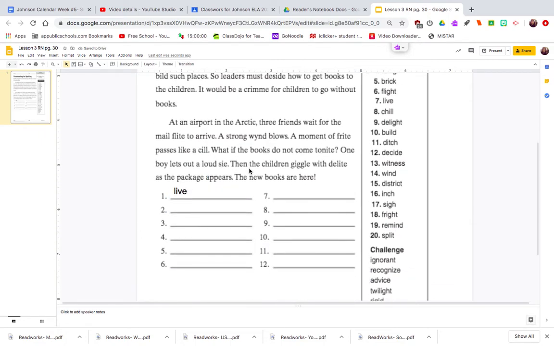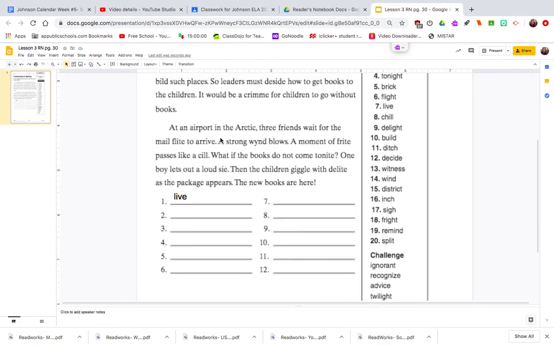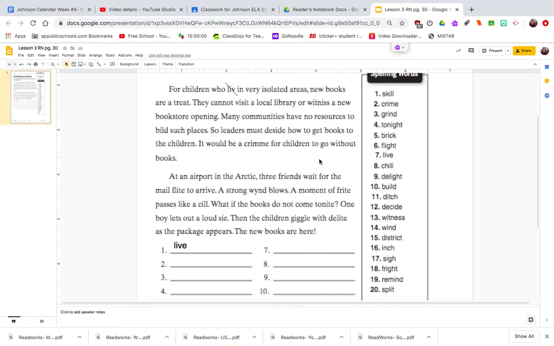This one is really short. All 12, though, are going to be filled in. So if you get to the end and you did not fill in all 12 lines, you need to go back and reread because there are 12 misspelled words in the paragraph.